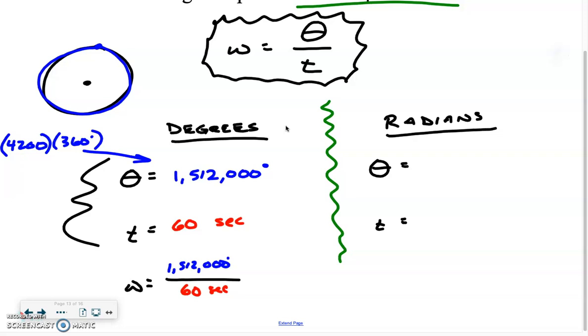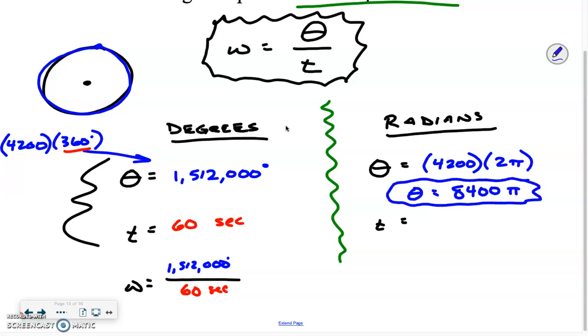When it comes to radians, we're not going to use 360 degrees. We know that one full trip around the circle is too high. So we're going to recognize that we're not taking one revolution, but instead 4,200 revolutions, multiplied times 2.5 pi. That's how we're going to say with a lot of certainty that theta is equal to 8,400 pi. This will be the numerator of our fraction.